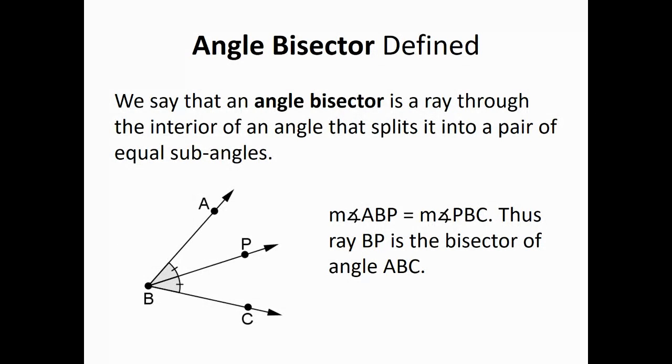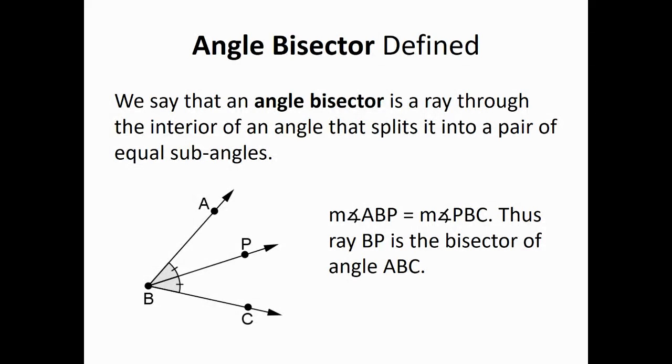Angle bisector. Angle bisector is very much like a midpoint, except of course in this case, we concern ourselves with angles instead of segments. And the way that you get an angle bisector is this: you place a ray in the interior of an angle from its vertex that divides that original angle up into a pair of equal sub-angles.